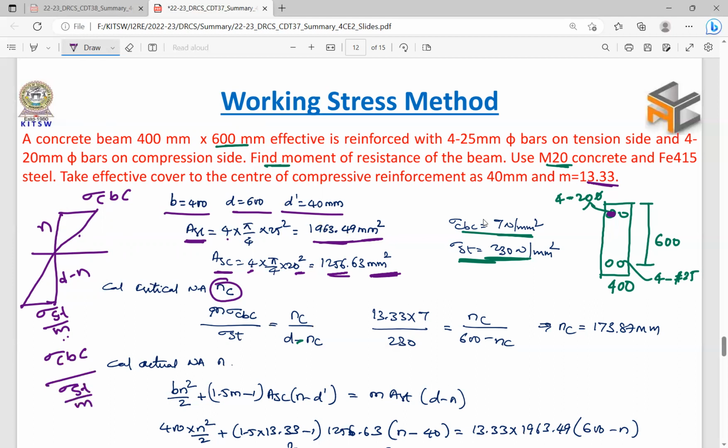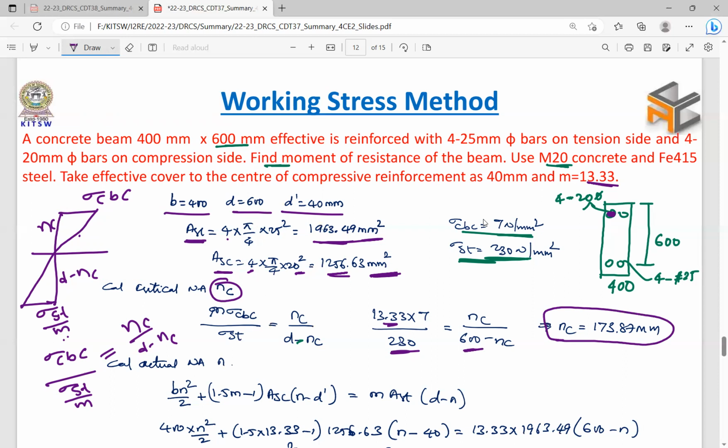Sigma ST by M is equal to N by D minus N. Let us say it's critical, so NC by D minus NC. First of all, we are calculating the critical neutral axis depth. From this, sigma CBC value is 7 Newton per mm square, M value is 13.33, and sigma ST value is 230, that is given. Effective depth D is equal to 600. You substitute, and from this the critical neutral axis depth is 173.87 mm.